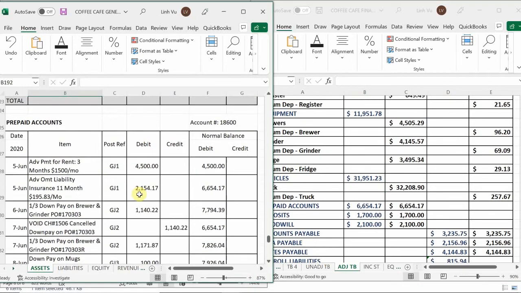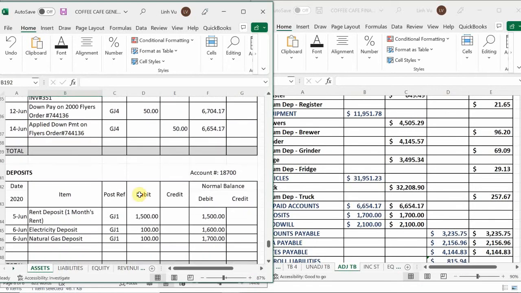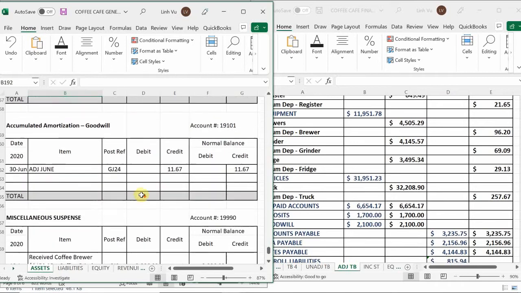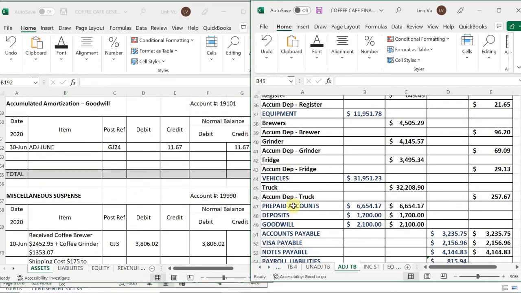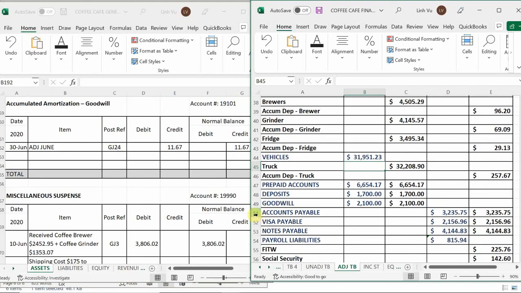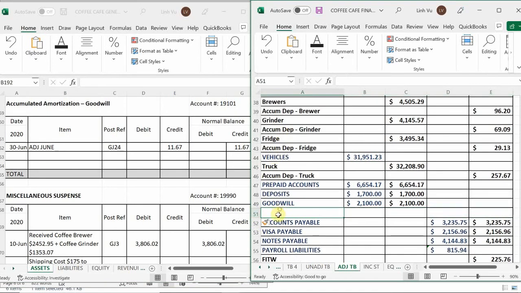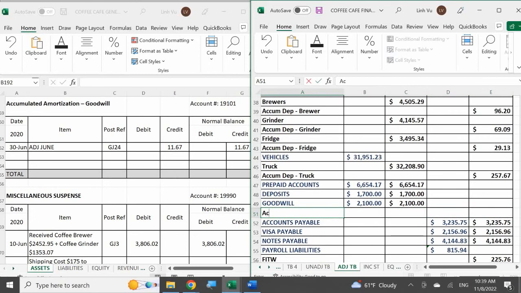All right, next is prepaid accounts, which is still at 66517. My deposit is still at 1700. Goodwill is still 2100, but I have an amortization for my goodwill, so I need to include that here. And accumulated amortization goodwill.